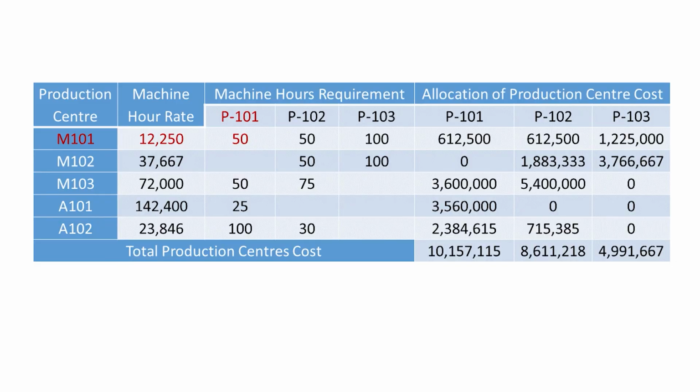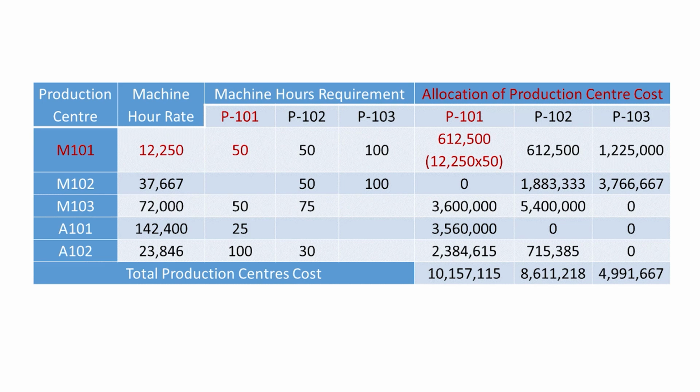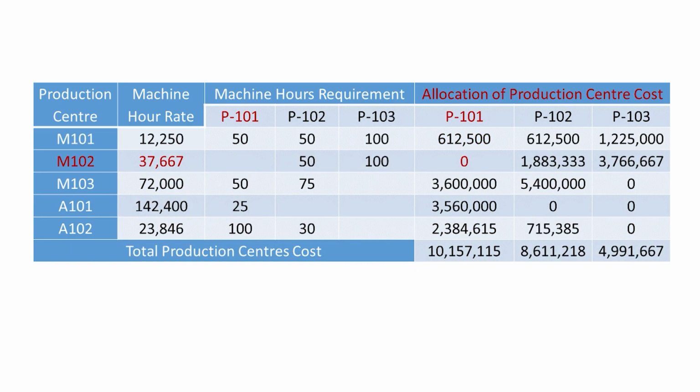P101 needs 50 hours of machine center 101 and the cost per hour of machine 101 is 12,250. The total machine center 1 cost assigned to the product P101 is now 612,500. P101 does not require machine center 2 and hence no cost is loaded. It requires 50 hours of machine 103 and the cost per hour is 72,000. The machine center cost assigned to the product 101 is 3.6 million.